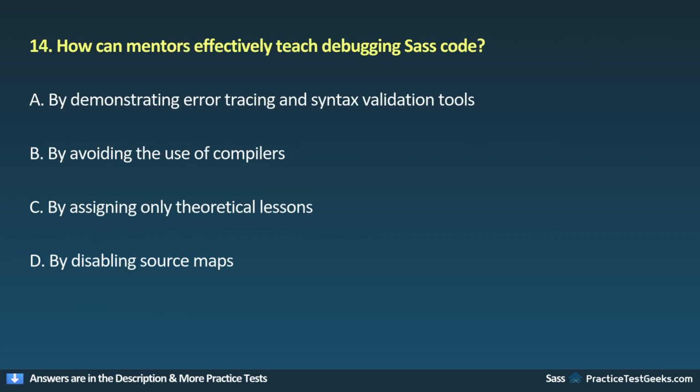14. How can mentors effectively teach debugging Sass code? A. By demonstrating error tracing and syntax validation tools. B. By avoiding the use of compilers. C. By assigning only theoretical lessons. D. By disabling source maps.